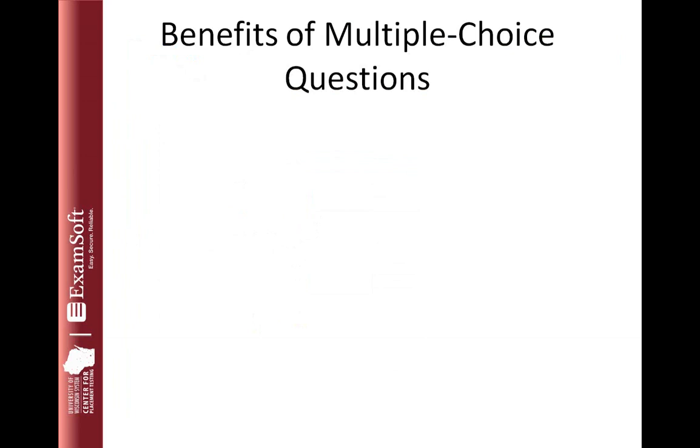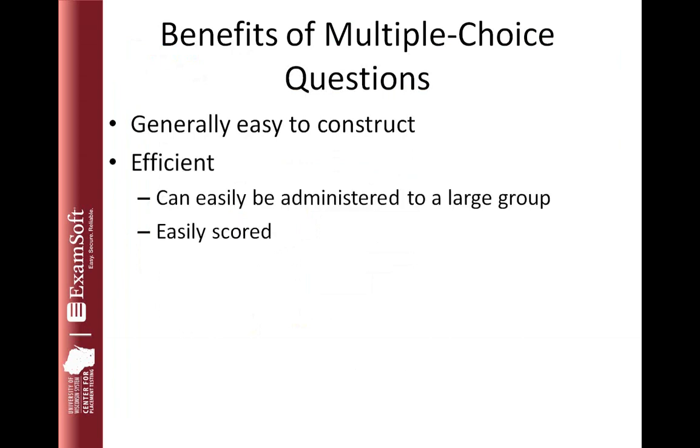And one of the reasons for this is because multiple choice items really have some pretty good benefits. The first is they're generally easy to construct. It's usually pretty easy to write multiple choice questions. Multiple choice questions are also highly efficient. We can administer them to a large group easily in comparison to, say, giving an oral examination or something that needs to be done one-on-one. They're also easily scored in comparison to, say, an essay exam where you need to spend quite a bit of time reading through individual essays and scoring them based on whatever your rubric is.